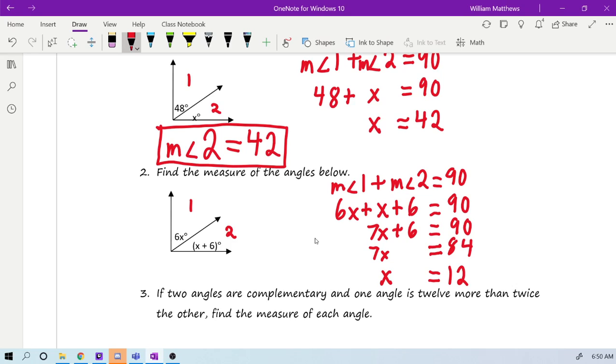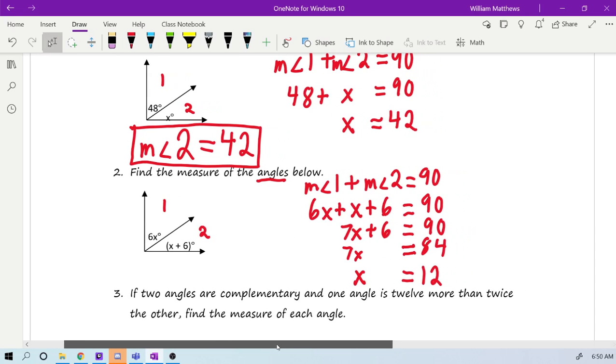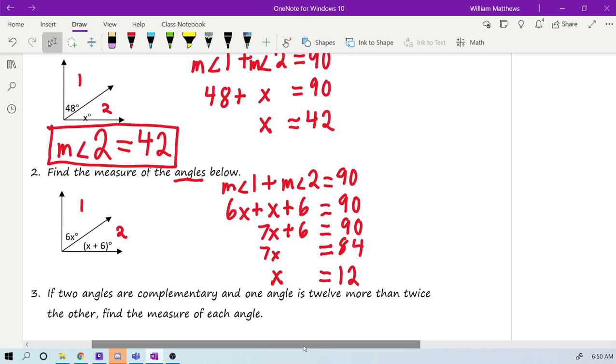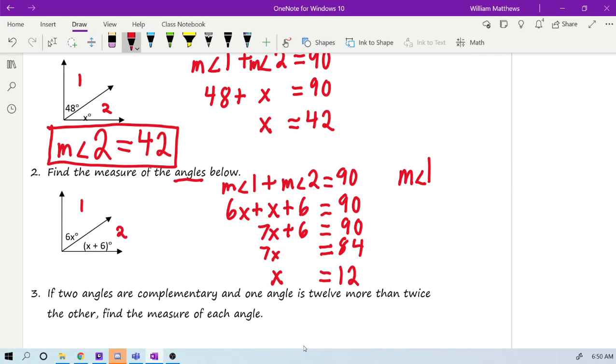Now, this doesn't answer our question yet. We only found the value of x, and we need to find the values of the angles. So let me scoot over. In this case, the measure of angle 1 equals, now instead of just writing 6x like we did earlier, we're going to do 6 times the value of x, 12. So now we know that it equals 72.